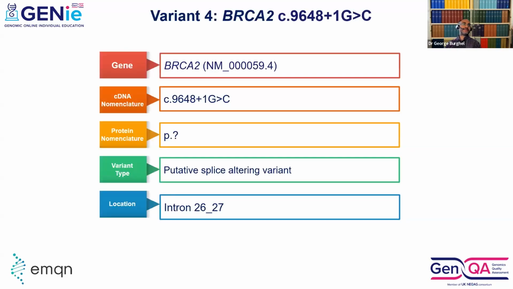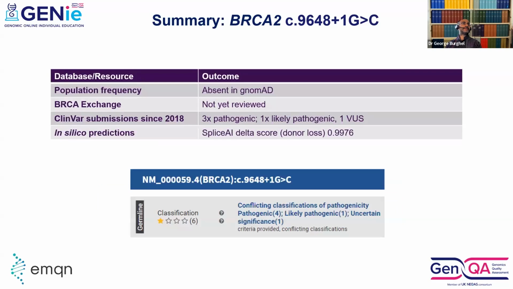This is a splice site variant located at intron 26 in BRCA2. Next slide, please. It's absent in gnomAD, and I have further comments on that now. It's not reviewed in BRCA Exchange, and it has mainly likely pathogenic submissions on ClinVar, but with a VUS submission, and also a high SpliceAI prediction for a donor loss.